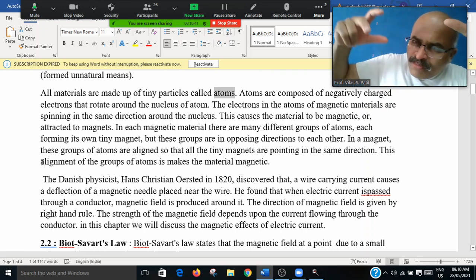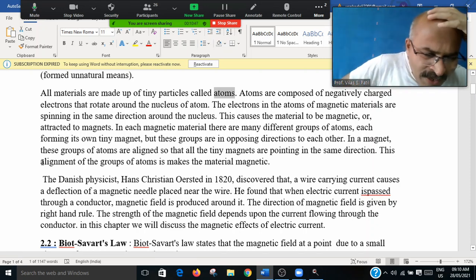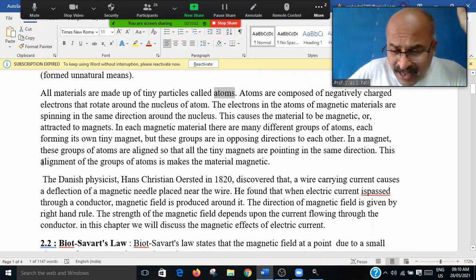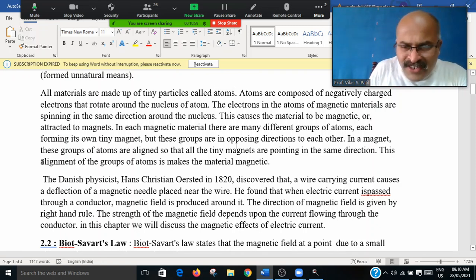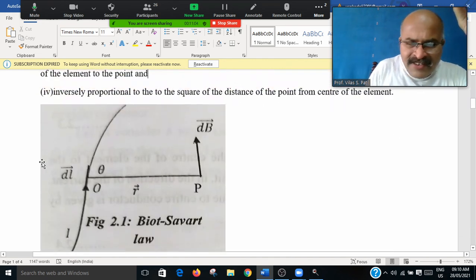As we go far from the conductor, its magnetic intensity decreases. As we come nearer to the conductor, the magnetic intensity increases. The strength of the magnetic field depends upon the current flowing through the conductor. That is what I just told, and we will discuss different ideas of the magnetic field, or magnetism, in this chapter.